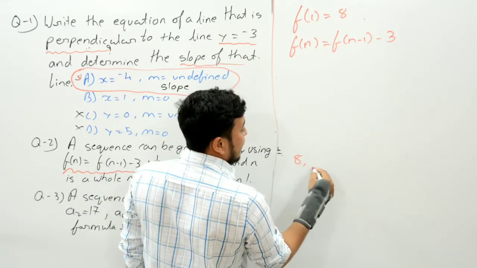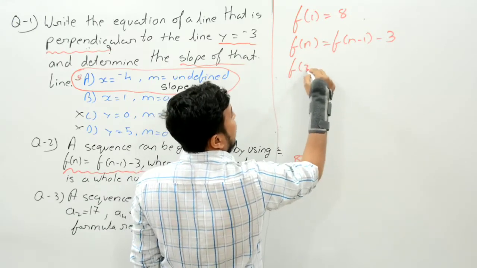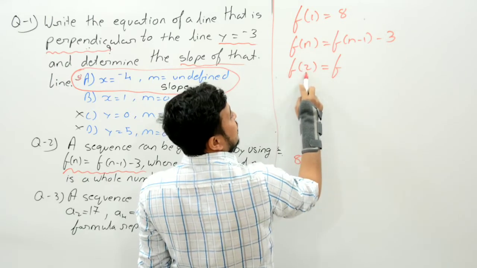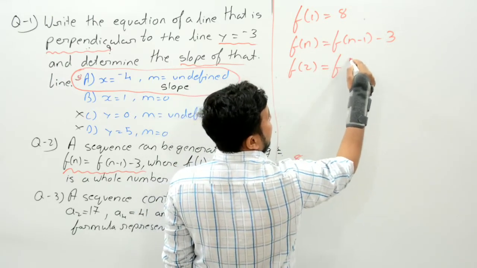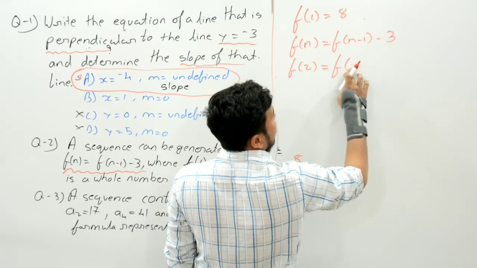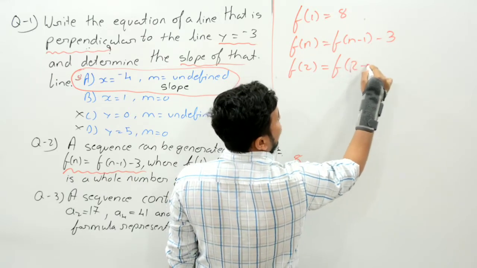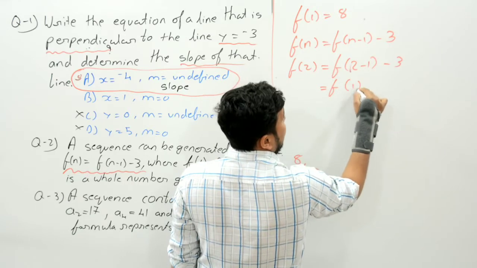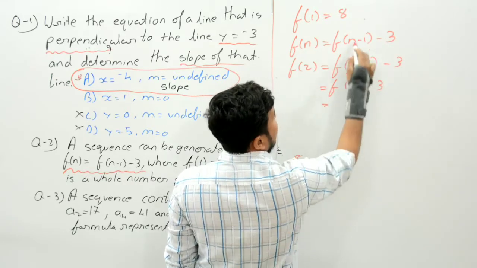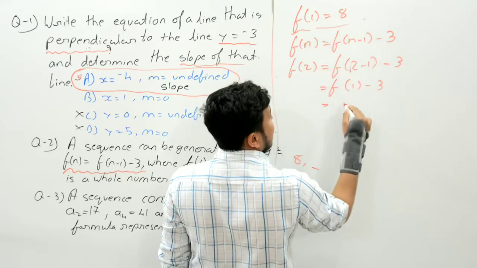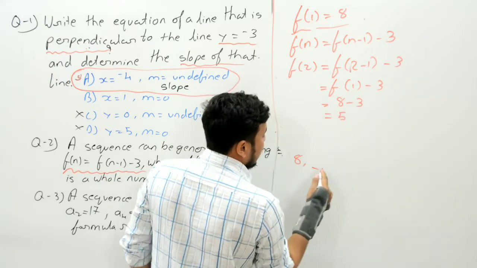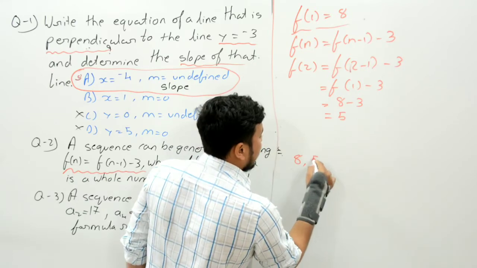I want to find the second term. It means I want to find f(2). f(2) is equal to, we have to put n equals 2, that is f(2 minus 1) minus 3. That will be equal to f(1) minus 3. What is f(1)? f(1) is given here, that is equal to 8. 8 minus 3 will be equal to 5. So the second term will be 5.